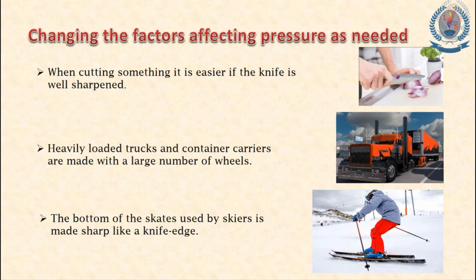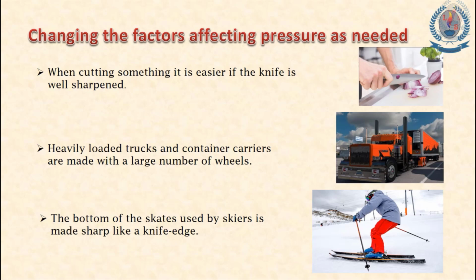Here you can see in the first figure, onions are cut by a knife. Okay. When the knife is well sharpened, it is very easy to cut the onions or whatever thing we are cutting. The thing is, the knife edge becomes very thin when it is well sharpened, and because of that the surface area which is contacting the object gets very low. Because of that the pressure becomes very high. So the object can be cut very easily.